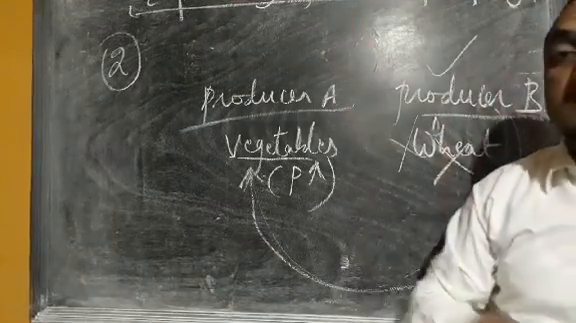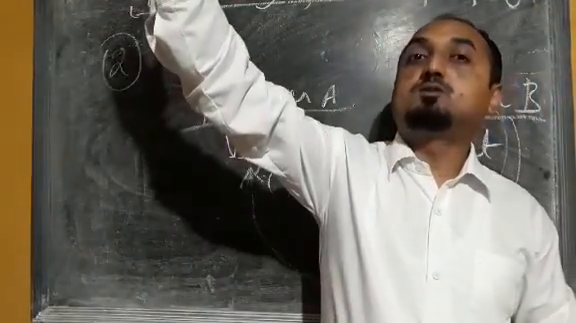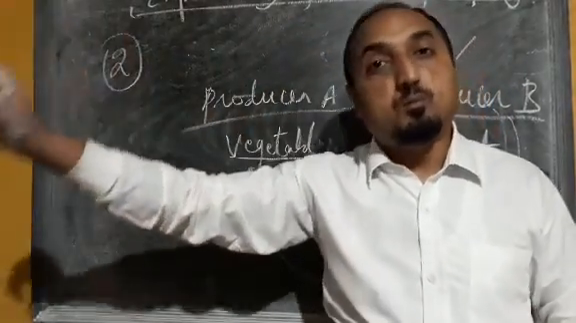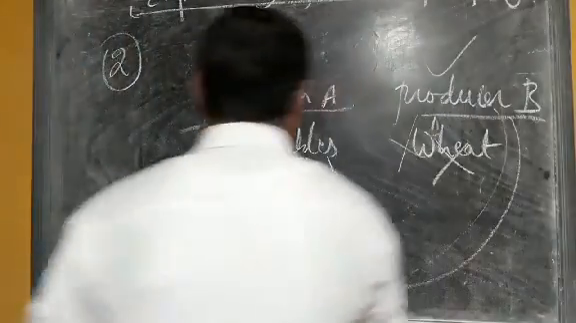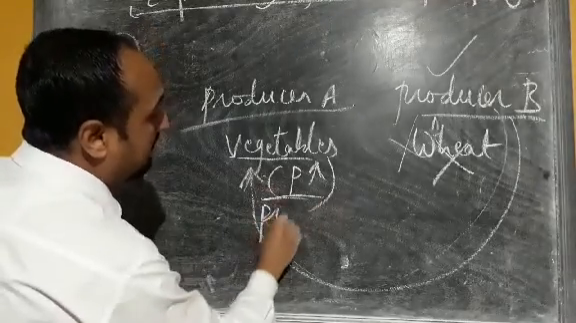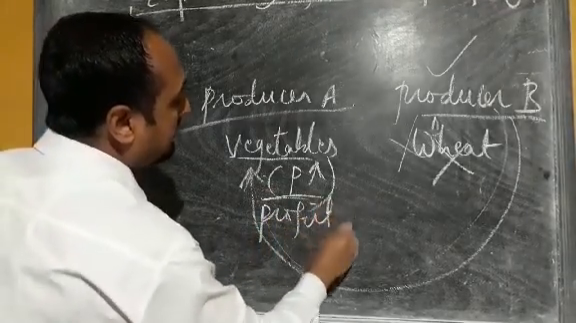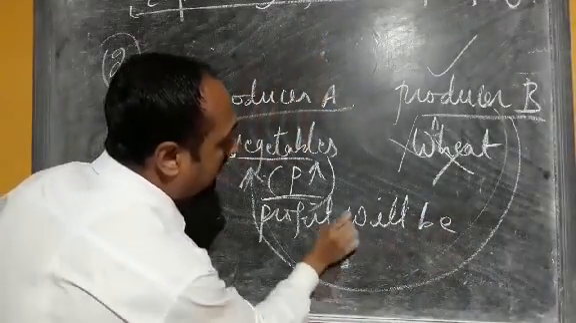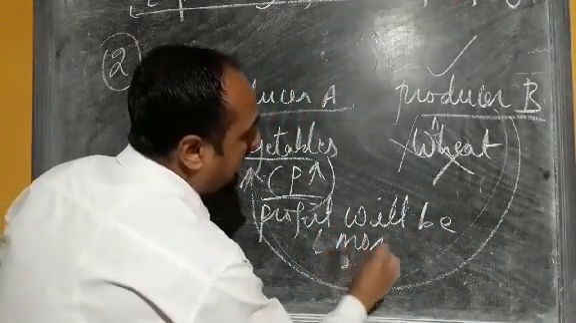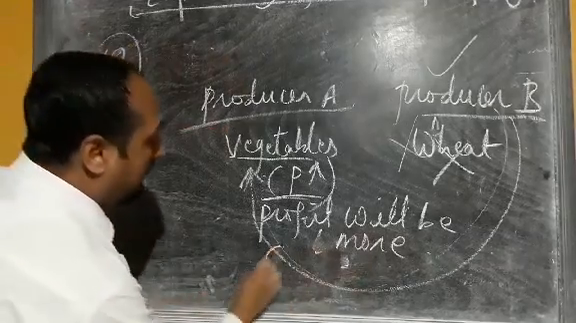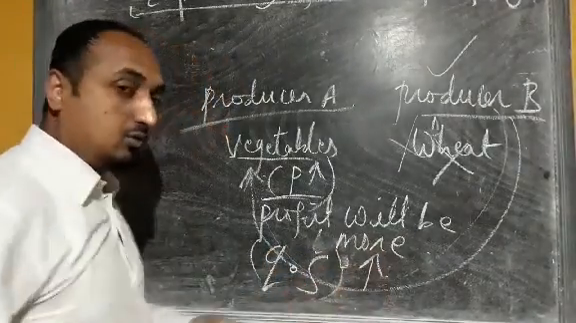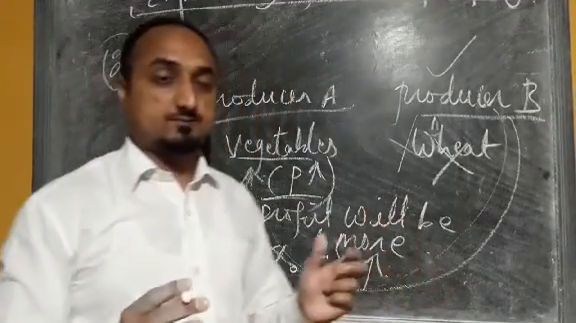And due to this, the shape of the supply curve will be upward sloping. That means the higher the price, the more the quantity supplied. Because of this higher price, profit will be more, and if profit is more, the quantity supplied will also be more. Quantity supplied will also be high.